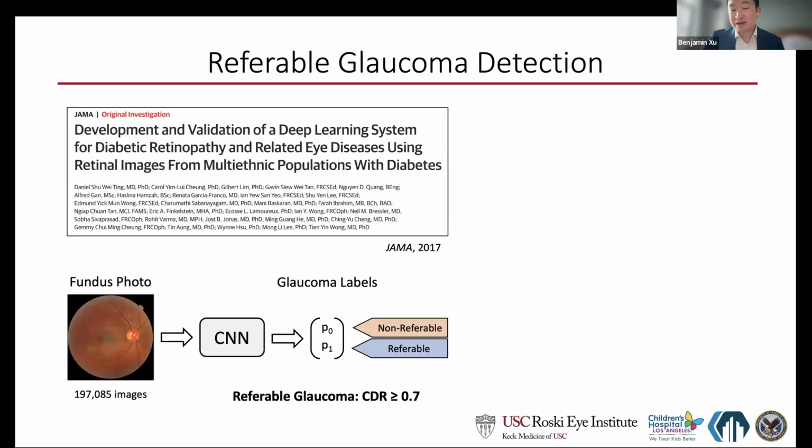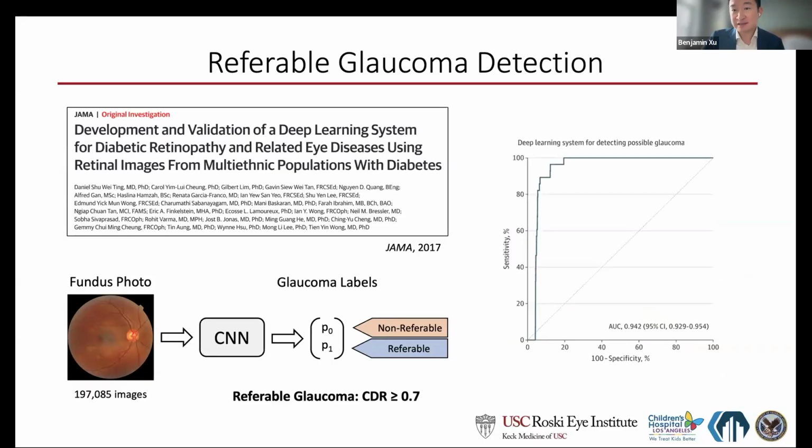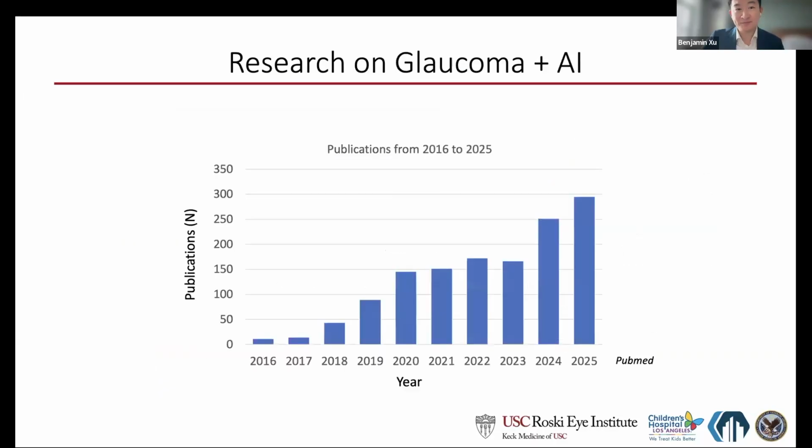Here's one of the earlier models, published in JAMA. This was a group out of Singapore that developed a convolutional neural network that could detect patients who appeared to be at high risk for glaucoma, and they demonstrated that the performance of this model was excellent. So we knew that if we had appropriate data and the appropriate computational infrastructure, we could begin to develop these algorithms for glaucoma detection in the population.